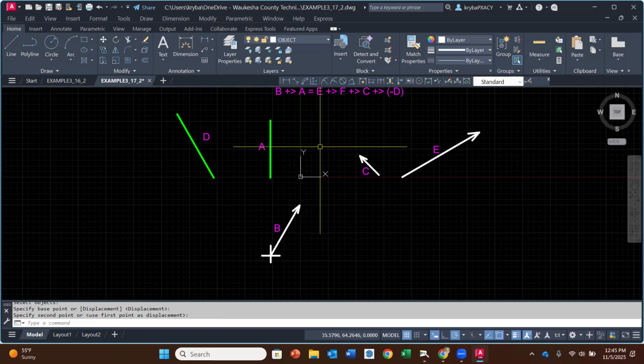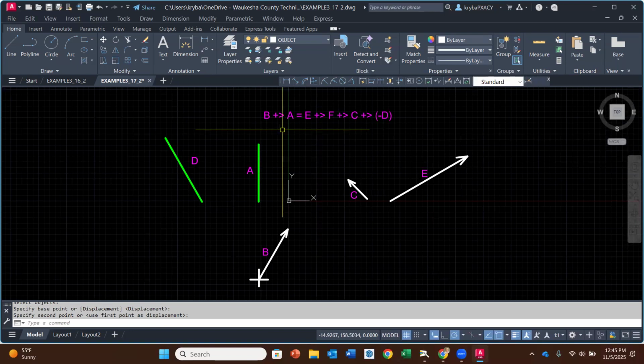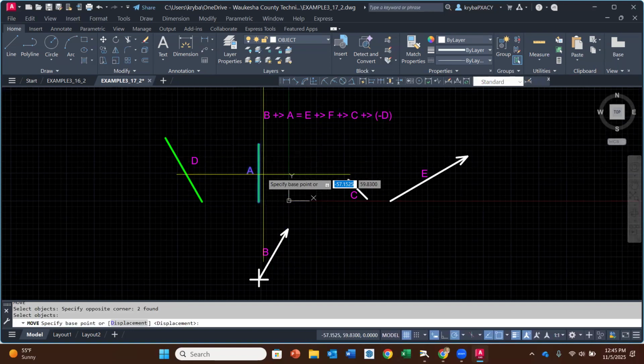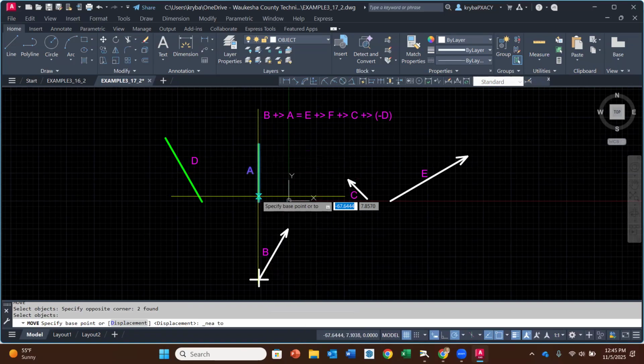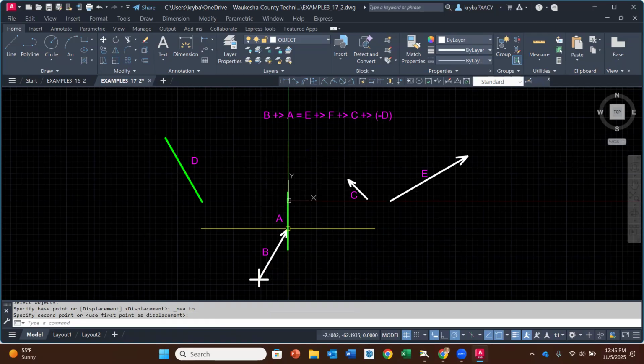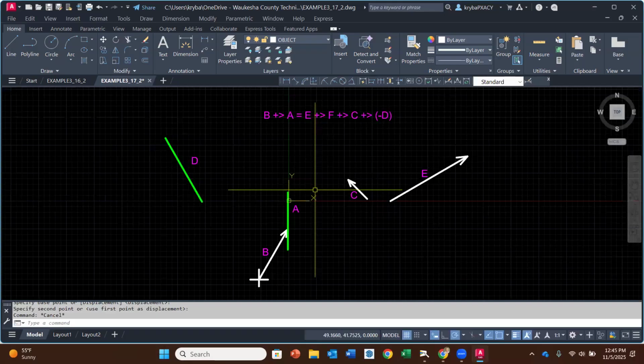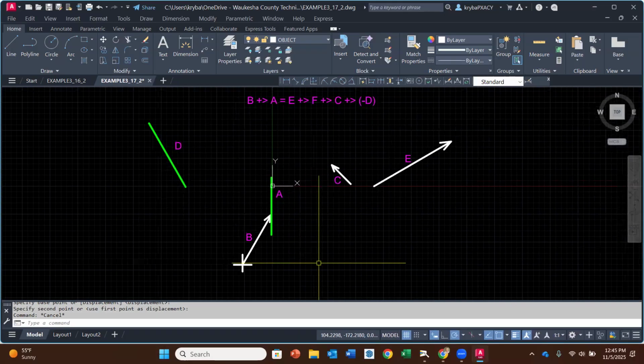Then on the end point of B, at the tip of B, I'm going to put my direction of A. So I am going to do a nearest here, and right about there, I'll put my A. Okay. I don't know if it's going up or down at this point. I'm just going to put it at the end point there. Okay. So that exhausts everything on the left-hand side of the equal sign.